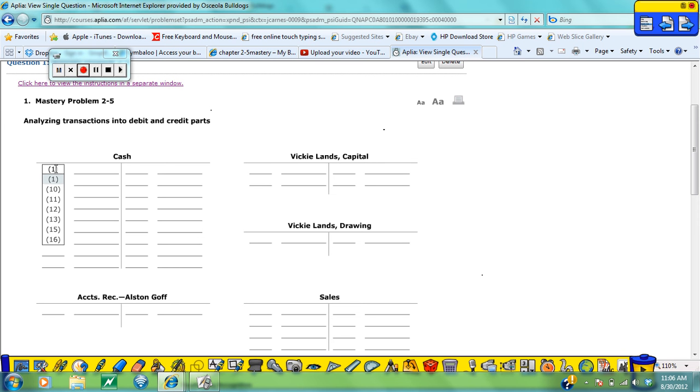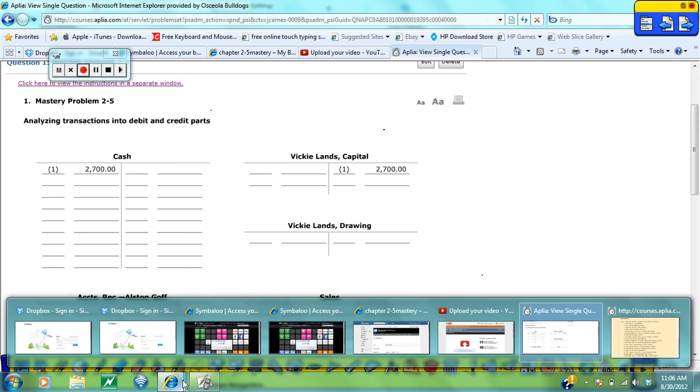We're just going to do part of this and try to get it sent to you so that you can watch it. 2,700, I believe, was the amount. And the owner has the investment. They're both going up. One's a debit, one's a credit. Debit on the left, credit on the right. Remember that? Okay. Next transaction.